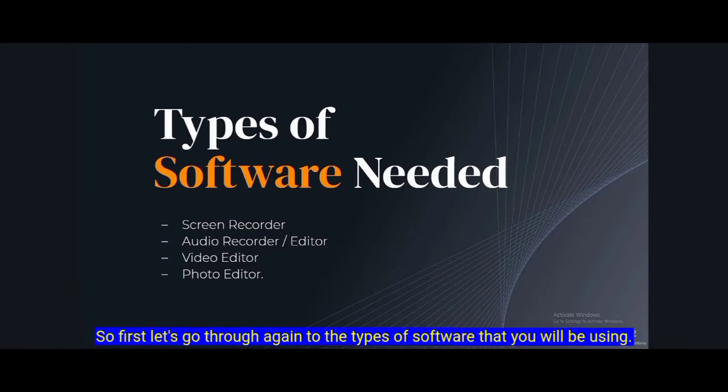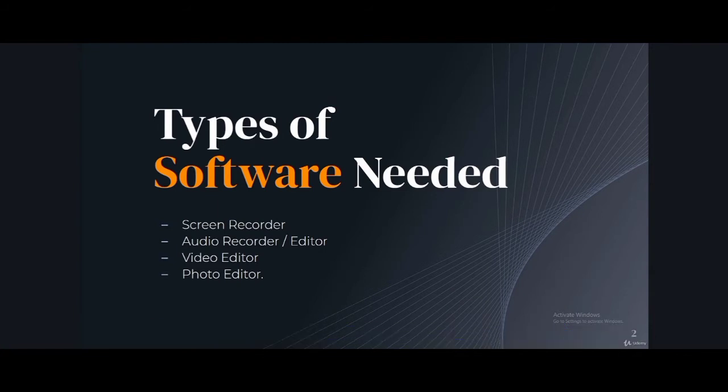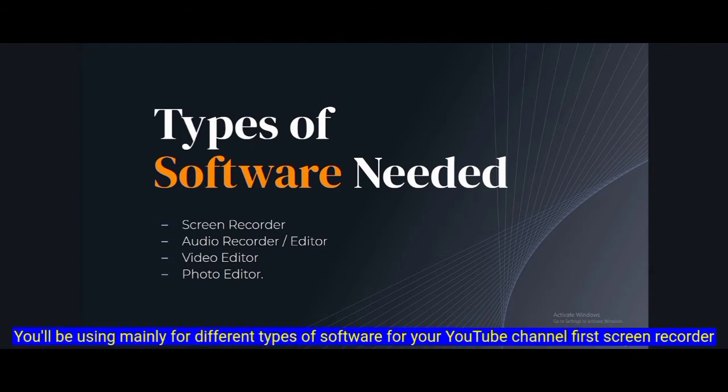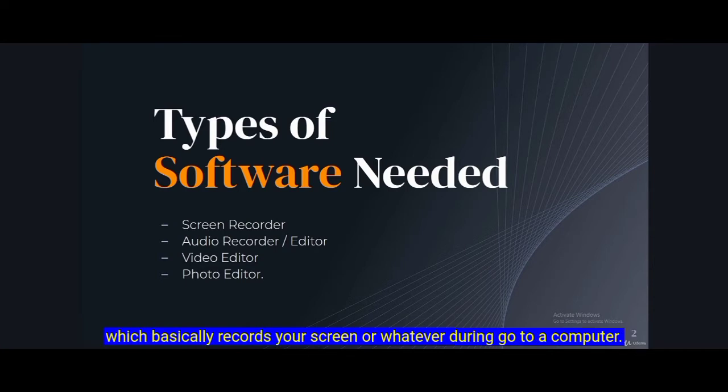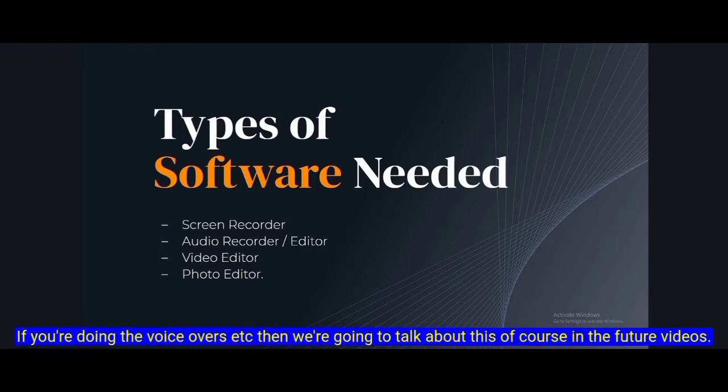So first, let's go through the types of software that you will be using. You'll be using mainly four different types of software for your YouTube channel. First is a screen recorder, which basically records your screen or whatever you're doing on your computer. Next is an audio recorder slash editor, which will record your voice or your audio if you're doing voiceovers, etc. We're going to talk about this, of course, in future videos.